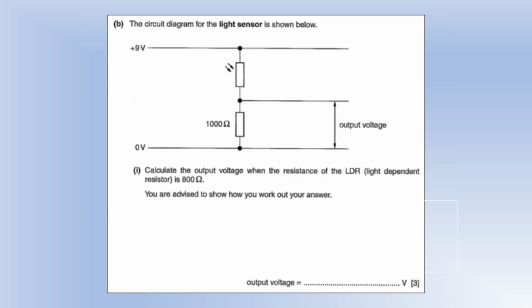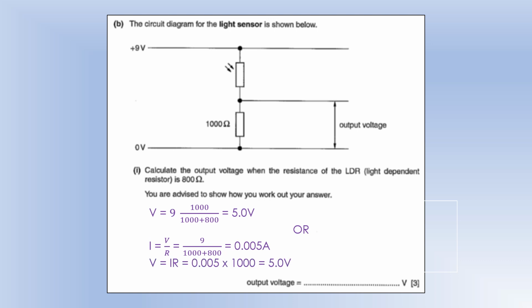So the diagram for a light sensor is shown. Calculate the output voltage when the resistance of the LDR is 800 ohms. So there are 2 ways I think you can do this. You can use the potential divider equation to calculate it, or you can work out what the current is in your circuit using V over R, and then use V equals IR to find it. And you can see we still get 5 volts, and either method is absolutely fine.